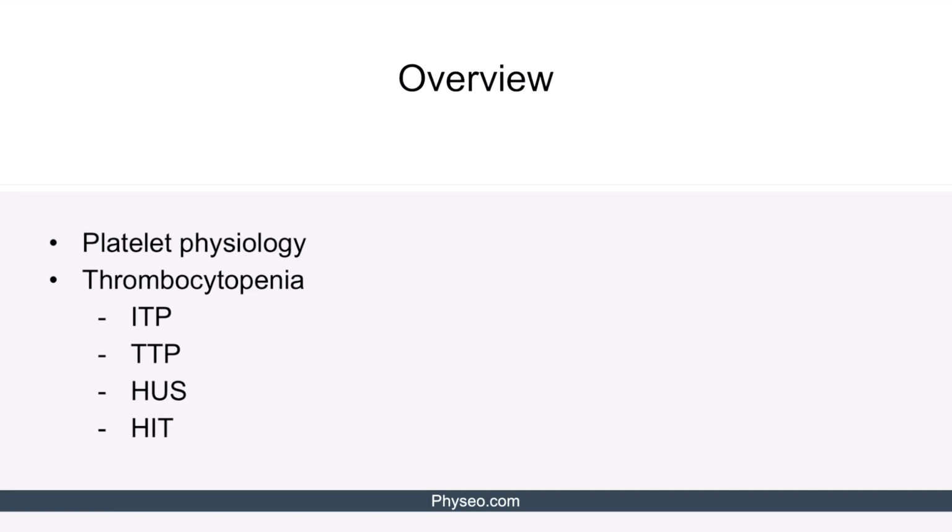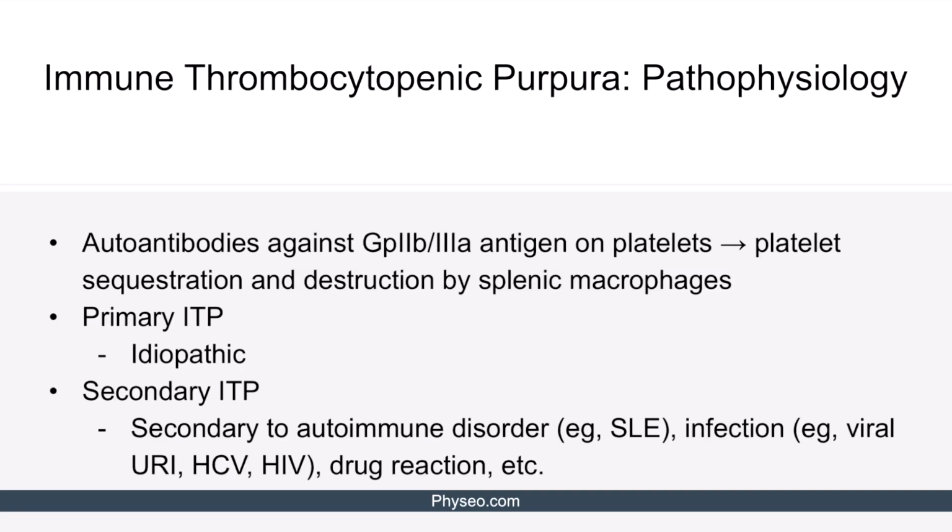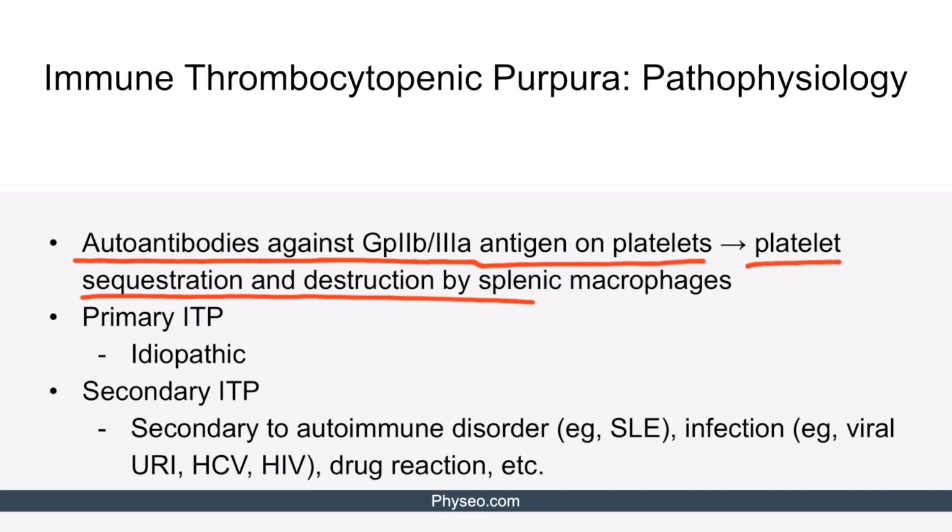Let's start with immune thrombocytopenic purpura. Immune or idiopathic thrombocytopenic purpura is thrombocytopenia due to autoantibodies directed against the GP2B3A antigen on platelets. Antibody-bound platelets are then sequestered and destroyed by splenic macrophages. Primary immune thrombocytopenic purpura is the most common form of the disease, and it is idiopathic. Secondary ITP results from a trigger, such as an underlying autoimmune condition like systemic lupus erythematosus, or infections like viral upper respiratory infections, HCV infection, HIV, or a drug reaction.